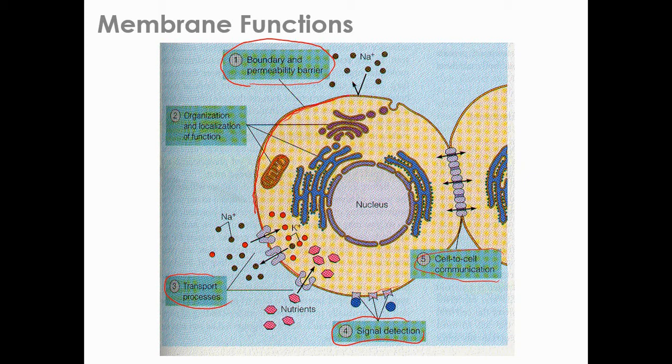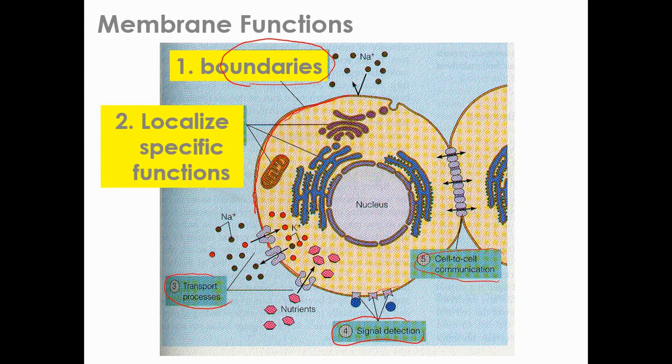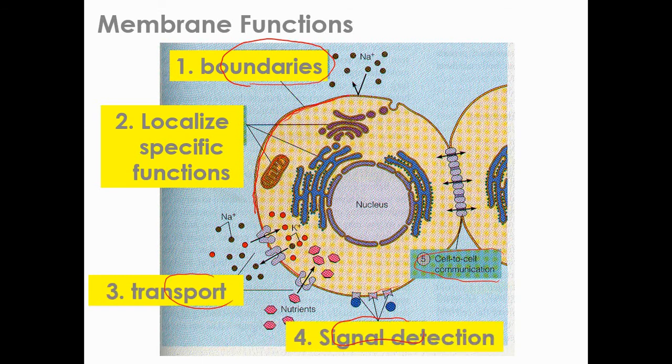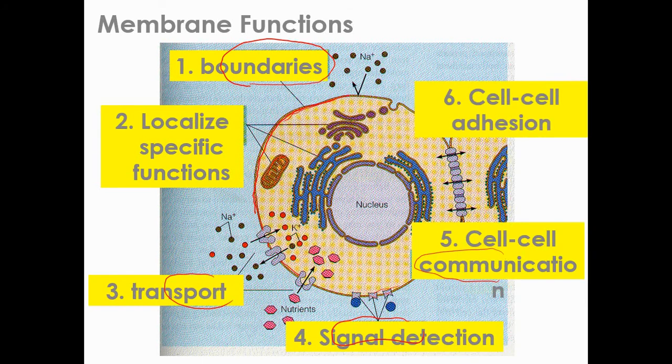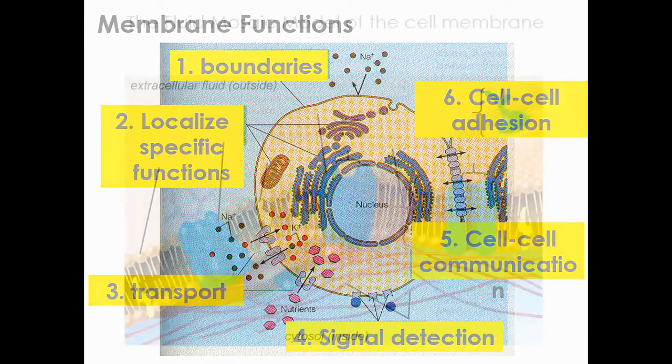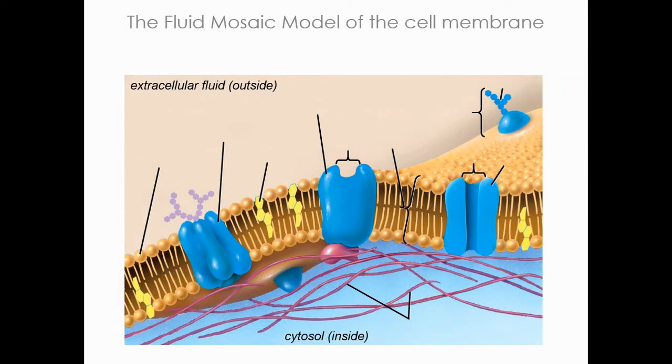So the cell membrane has a wide function: boundaries, localized specific function, transport, signal detection, and cell-to-cell communication. And also, there's cell-to-cell adhesion. Okay? So our current understanding of the cell membrane uses the fluid mosaic model.